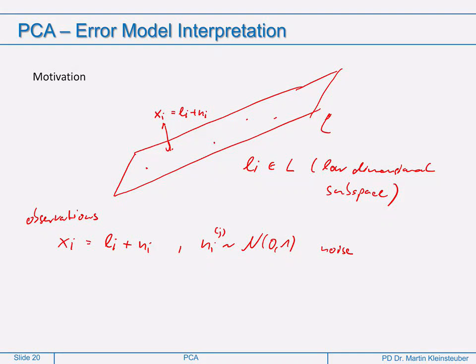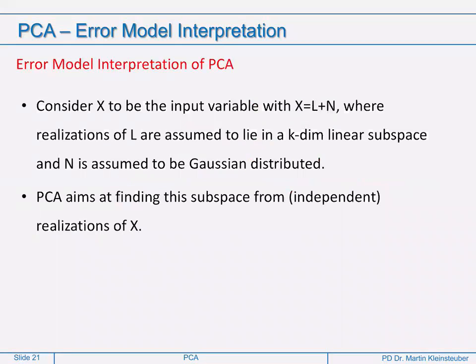And we say, well, if this is the case, then we can look at the maximum likelihood interpretation and how to find this low dimensional subspace that best explains our observations given this model. And so that's where we want to go.